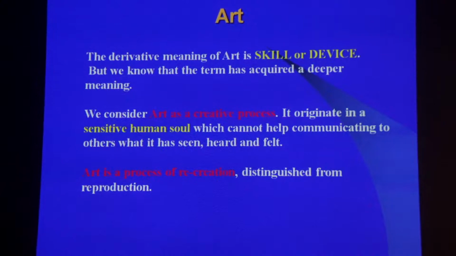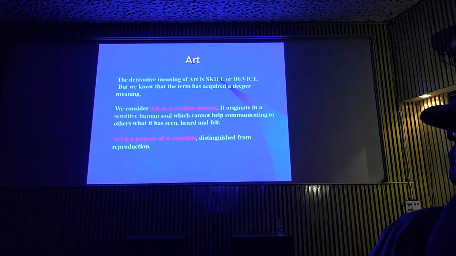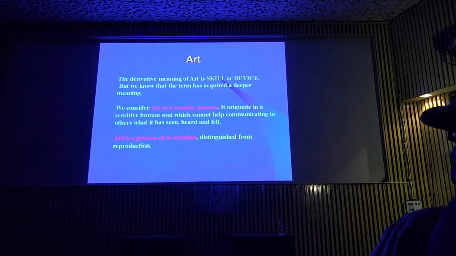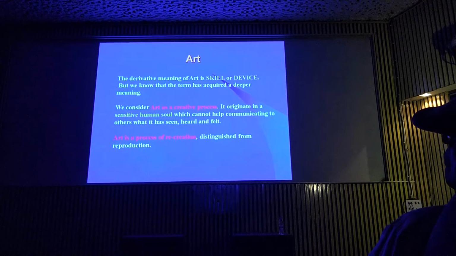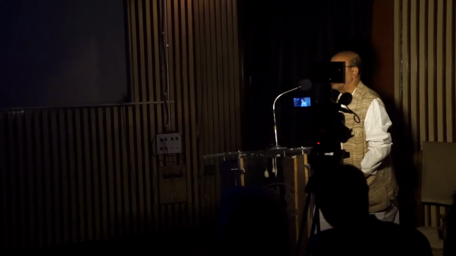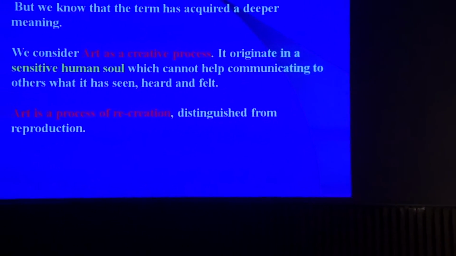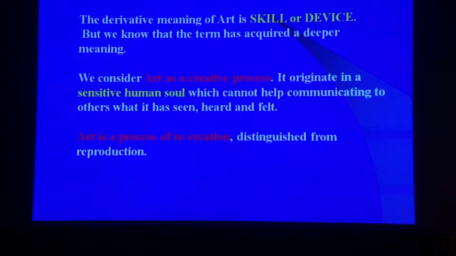What is art? The derivative meaning of art, as you know, is skill or device. But we know that the term has acquired a deeper meaning. We consider art as a creative process. It originates in a sensitive human soul which cannot help communicating to others what it has seen, heard and felt. Whenever we see anything on the road, say for example an accident, there is a tendency that we will communicate to our friend that there has been an accident or something else. Unless we share our observations with others, we cannot stop. It is our natural tendency. So what we have seen, what we have heard, what we have felt, there is a tendency to communicate to others.